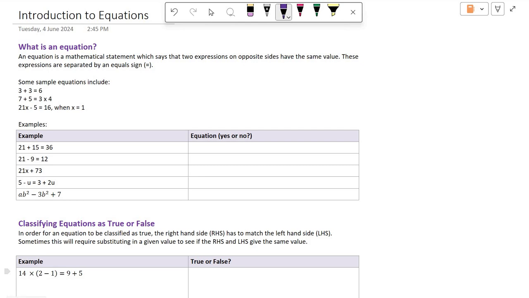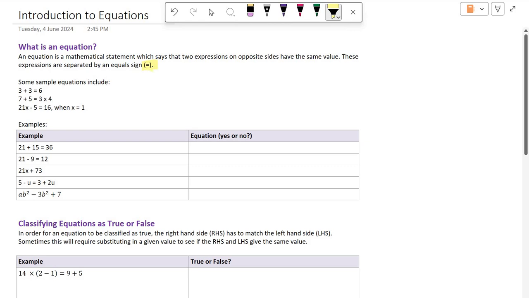Hi everyone, today we're going to be looking at what an equation is. We've talked a little bit about them before in terms of expressions and equations, but today we're going to have a look at what actually makes an equation. And the answer to what makes an equation is actually very, very simple.